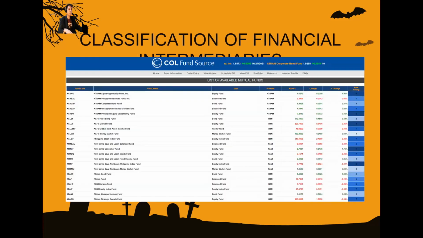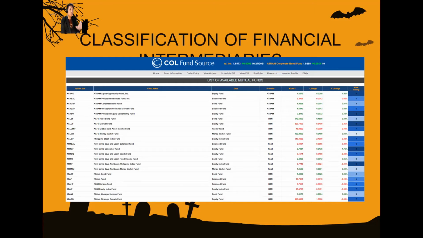All right. Okay. So these are the list of available mutual funds in call financials, no? So in fact, class, itong Atram, this is also available in GCash, no? I'm sure you have used GCash, no? In GCash, there's a menu there for investment, no? So you can invest a certain amount of money. At makikita mo, no?